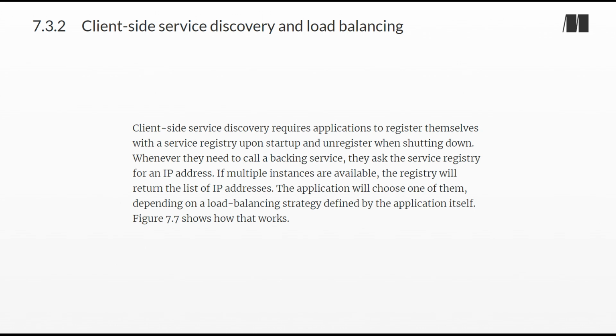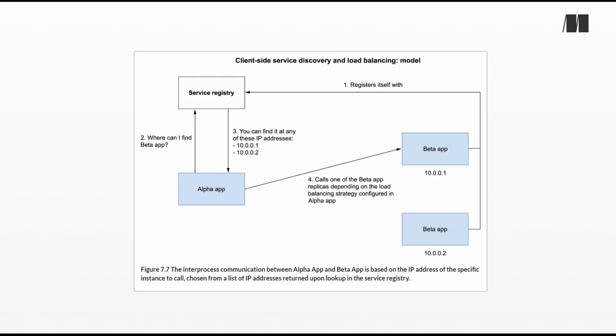Figure 7.7 shows how that works. Figure 7.7. The inter-process communication between Alpha App and Beta App is based on the IP address of the specific instance to call.